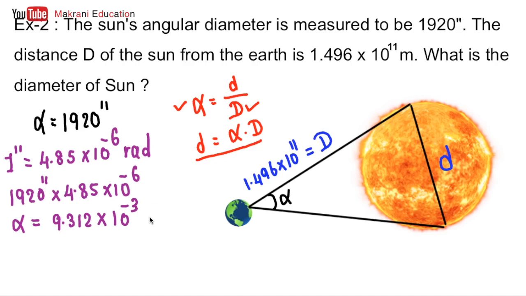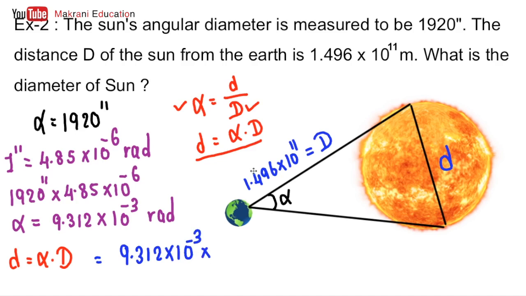We have got alpha in terms of radian, and we already have the distance, so just by multiplying D with alpha, I will get small d, which is equal to 9.312 into 10 to the power minus 3, that is my alpha, multiplied by D, that is 1.496 multiplied by 10 to the power 11, and that turns out to be 1.39 into 10 to the power 9 meter, and this would be your diameter of the sun.